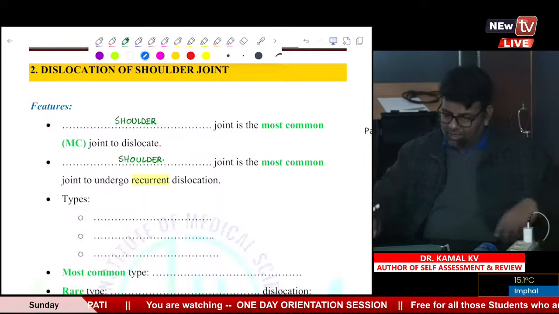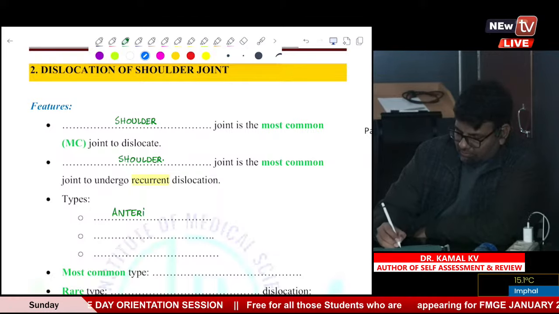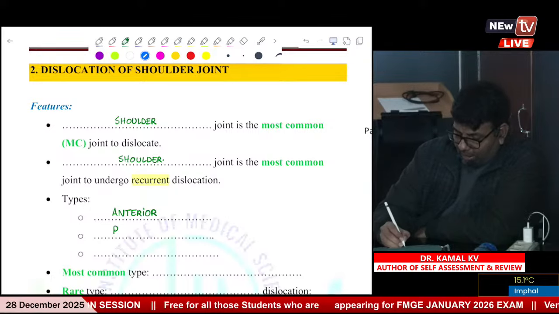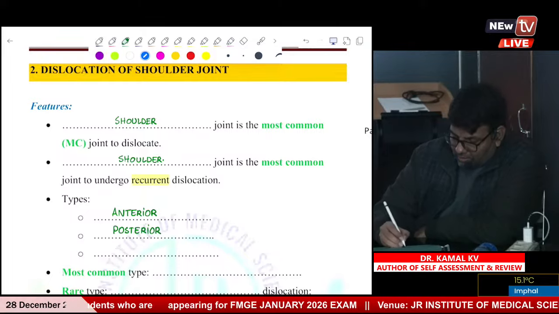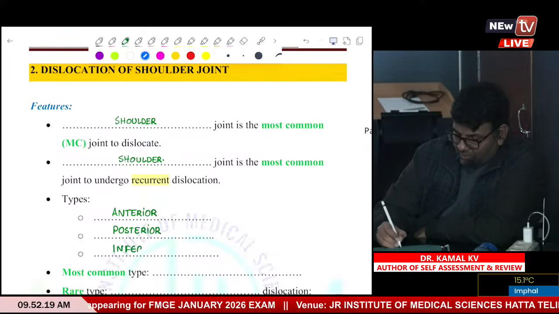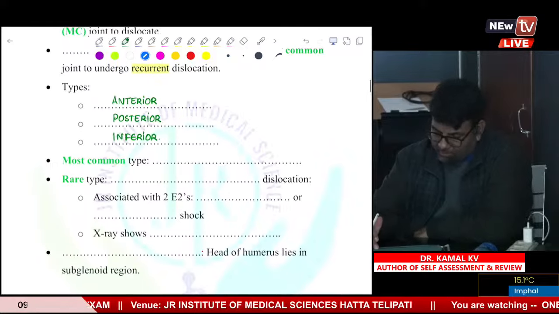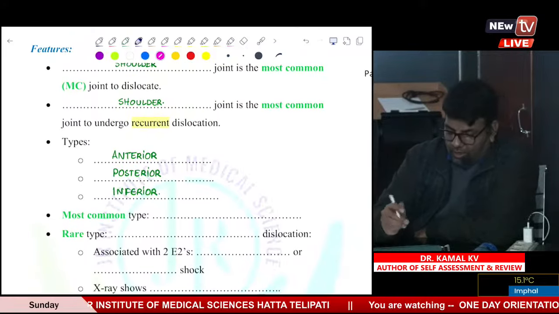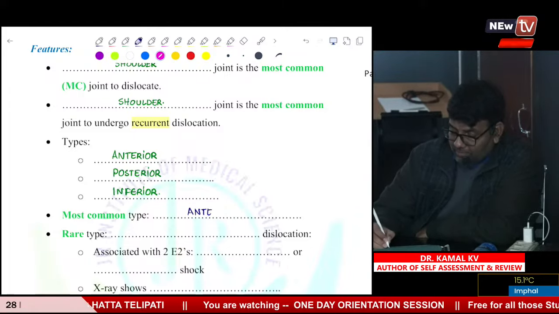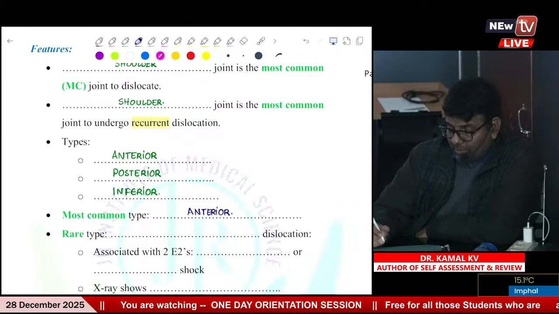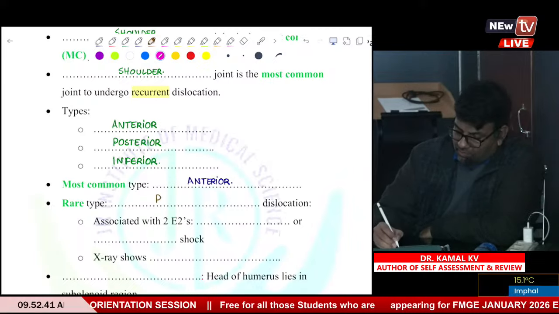Either it can go anteriorly, so that is known as anterior. Either it can go backward, that is posterior, or it can slip downward, that is inferior. So anterior, posterior, inferior. Out of these three, which one is commoner? For shoulder it is anterior. Please remember, shoulder anterior, and the rarest one is posterior.